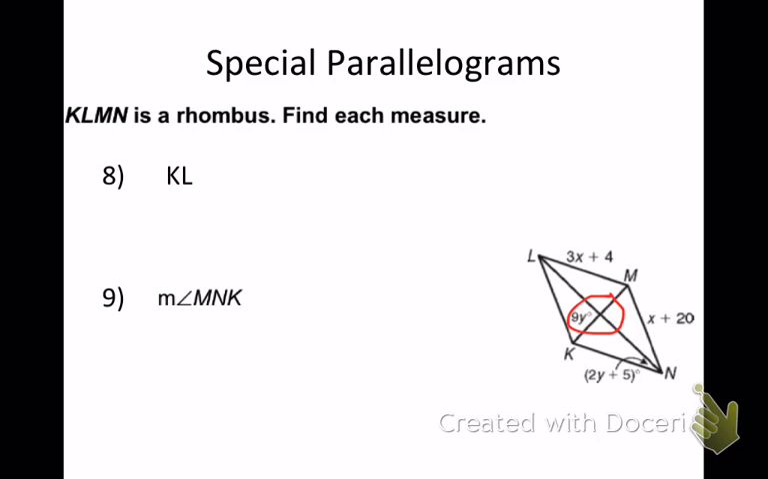All right, number 8. Let's find KL here. Well, if I were to find KL, which is this side right here, what's KL going to be the same as in a rhombus? It's going to be the same as MN, which is also going to be the same as LM and KM, because it's a rhombus, all sides are the same. So, Colin, how do you set that one up?